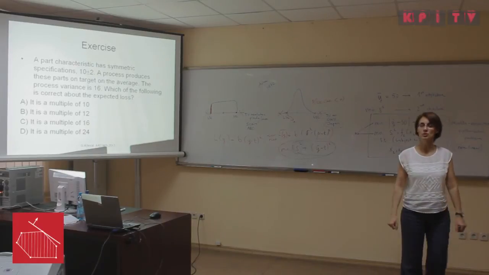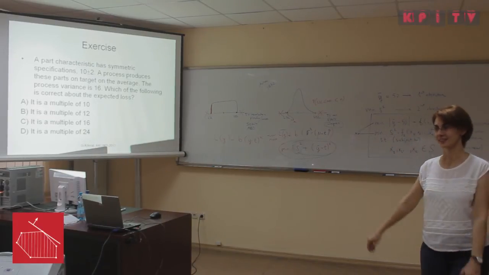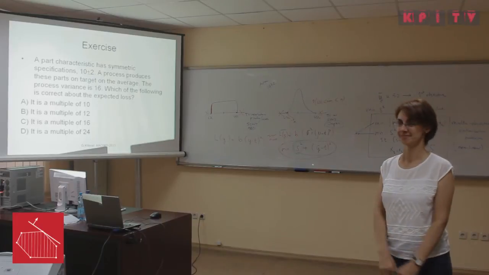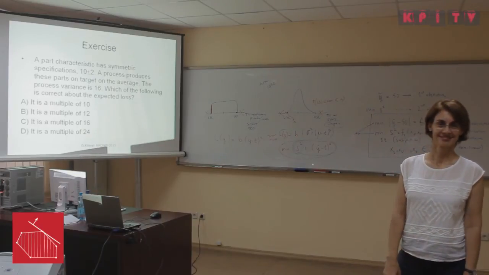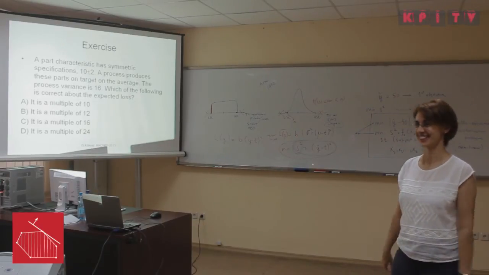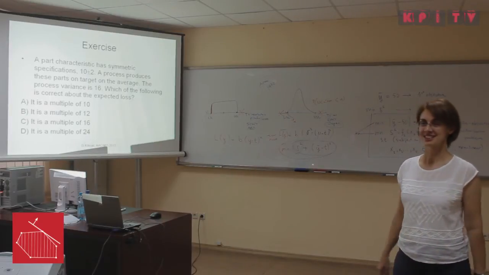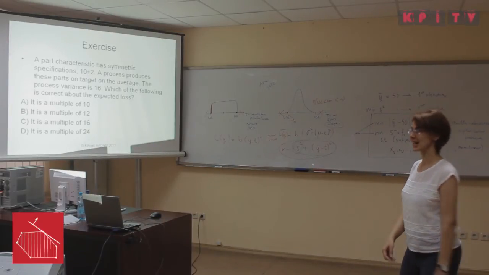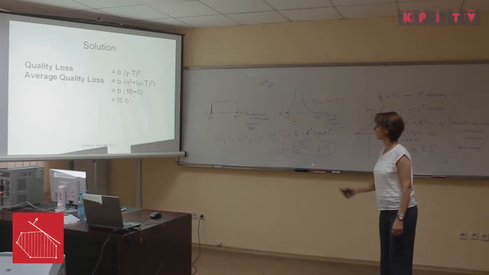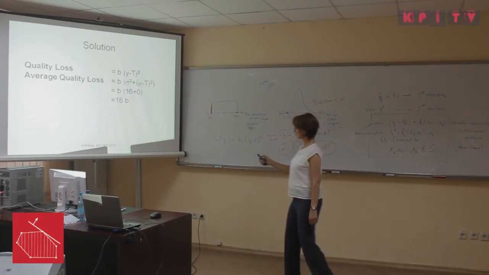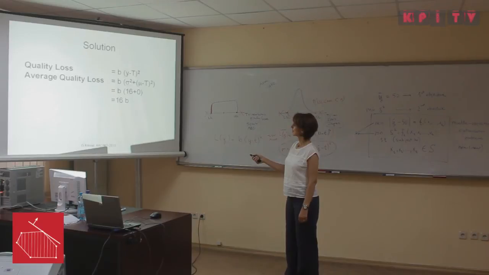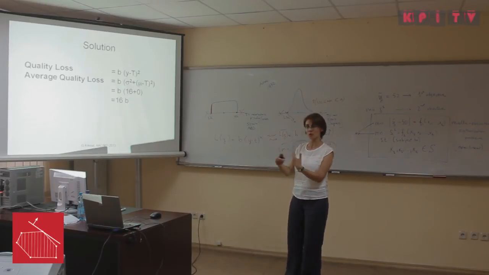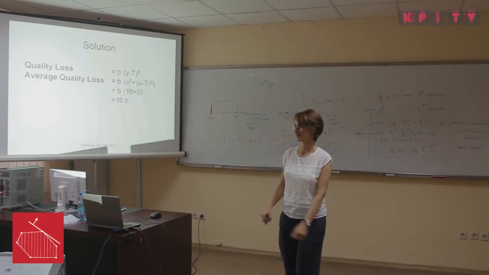How many of you say A? B? C? D? Any D's? Okay, the correct answer is C, because expected loss is variance plus the bias from the mean squared. There's no bias, but variance is 16, so it should be a multiple of 16. Clear?